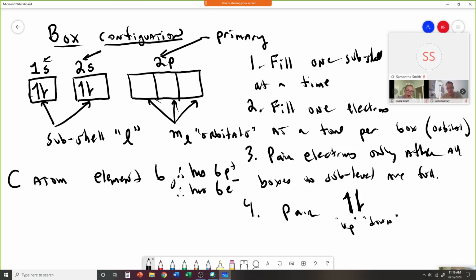Now, what's the rule here? We're going to fill them up one at a time per box. And so I go 1 more electron, that makes 5. 2 more electrons, that makes 6. So this is the box configuration for carbon atom.